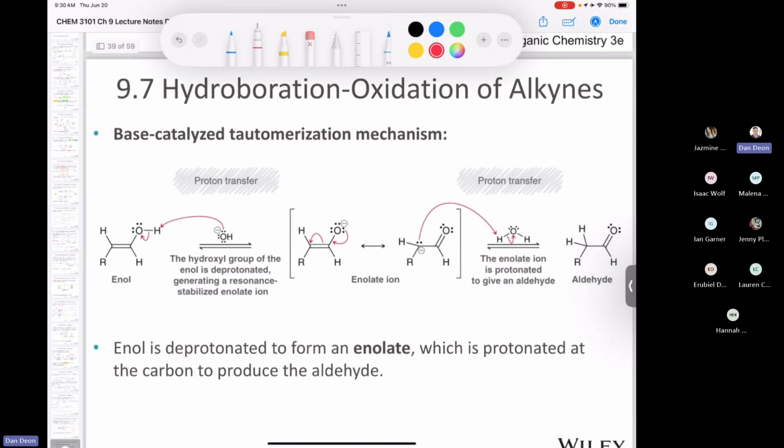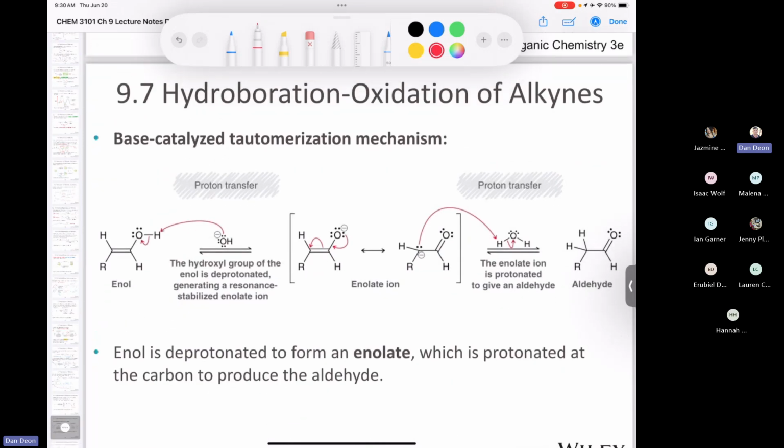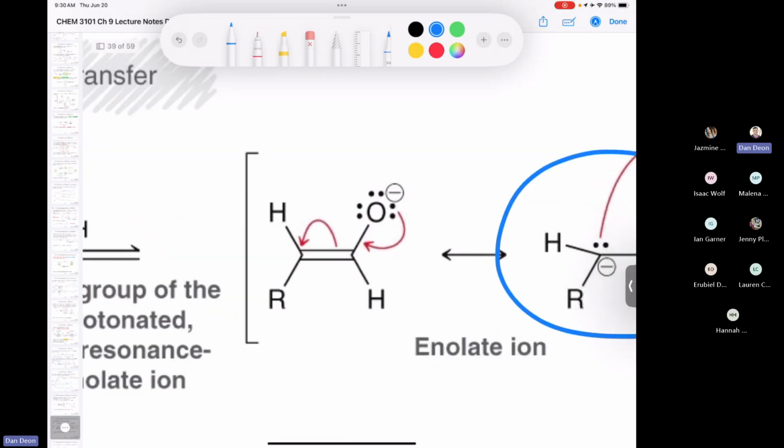Now, a little bit on base catalyzed tautomerization, because remember the tautomerization in Markovnikov addition was acid catalyzed. This one is base catalyzed, and we expect you to know the mechanism of both. The mechanism isn't much of a stretch, really, because all it involves is a proton transfer to make what we call an enolate. Then we have these 2 resonance forms here. You draw the carbanion that I have in the blue circle, and it does a proton transfer, and you get your aldehyde.